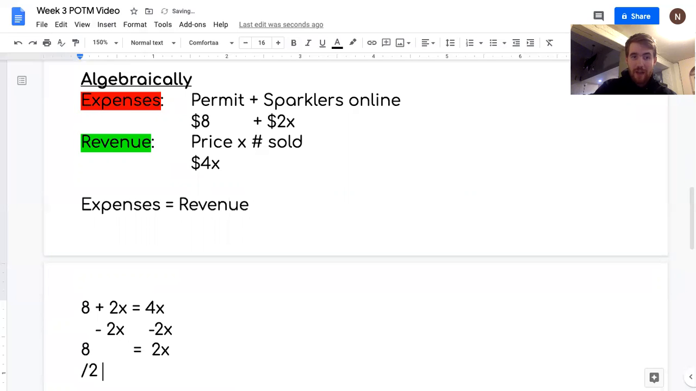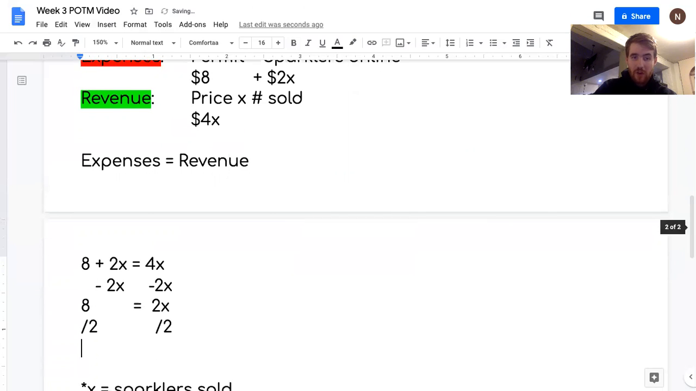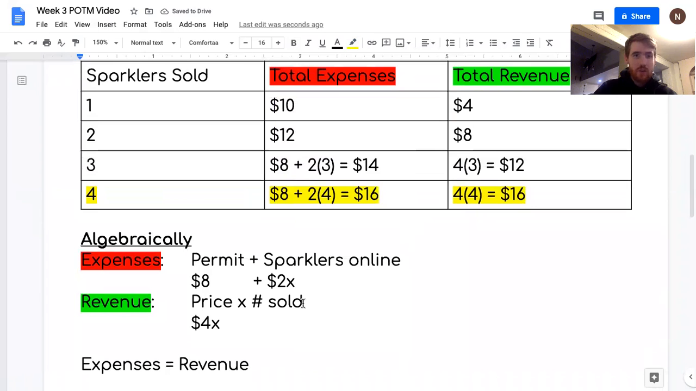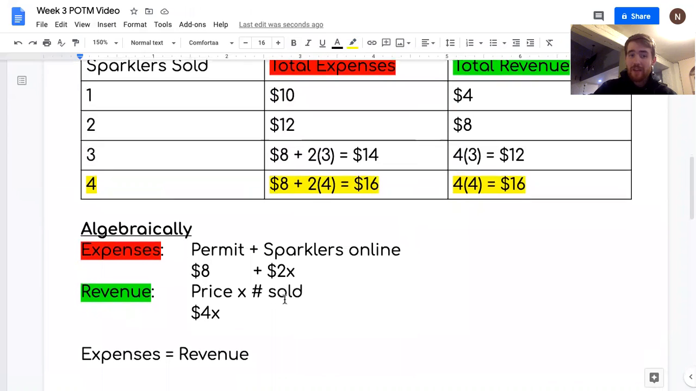Now we're just going to divide by 2. Divide by 2 to get x alone. 8 divided by 2 is 4. 4 equals x. And that's the number of sparklers we would need to sell to reach our break-even point. And what do you know? It's the exact same we got up here. So 2 different ways of solving it, but you get the same answer.